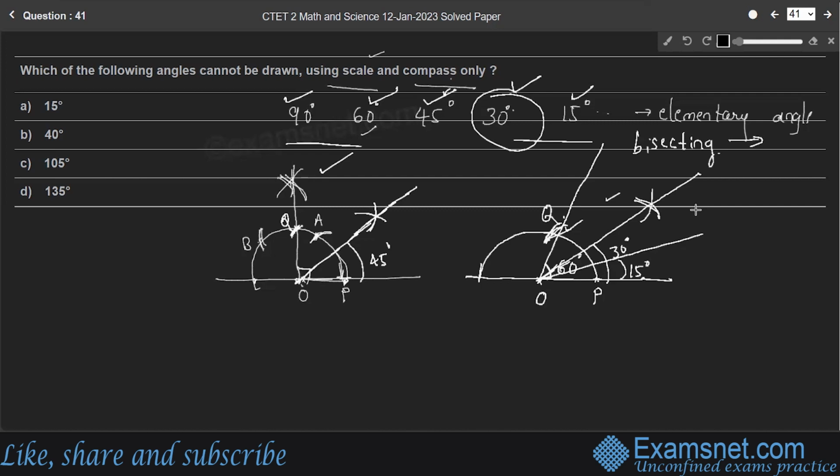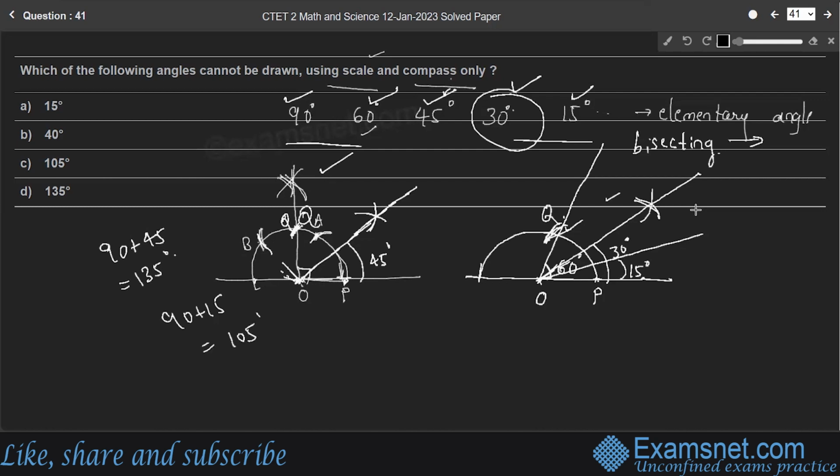Once you get 90 degrees, from point Q you can still draw one more arc. So 90 degrees plus 45 can also be drawn, plus 60 can also be drawn. If you draw 90 degrees plus 45, it gives you a 135-degree angle. So 90 plus 15 degrees too. To draw 15 degrees, I have just explained it.